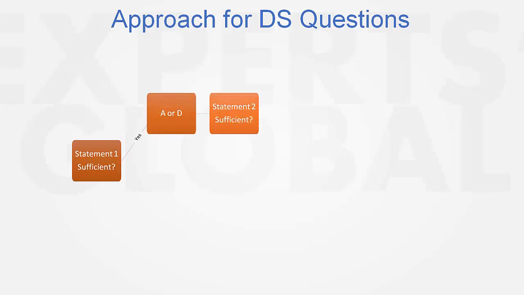So the approach, the flowchart, is that first of all look at statement 1 alone. If statement 1 is sufficient, the answer can be A or D. The next step should be to look at statement 2. Check whether it is sufficient. If it is, the answer is option D. If it is not, the answer is option A. You do not have to combine.